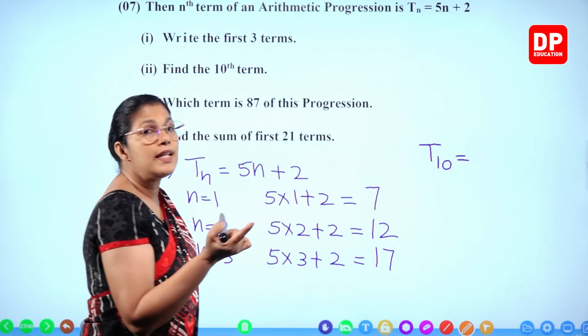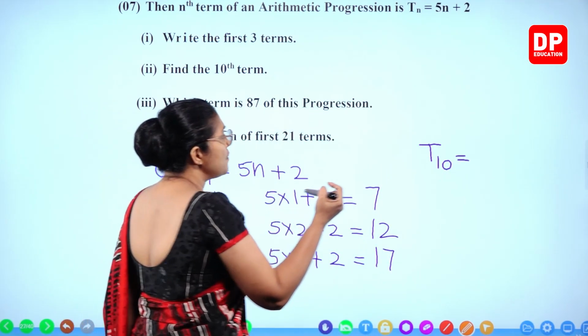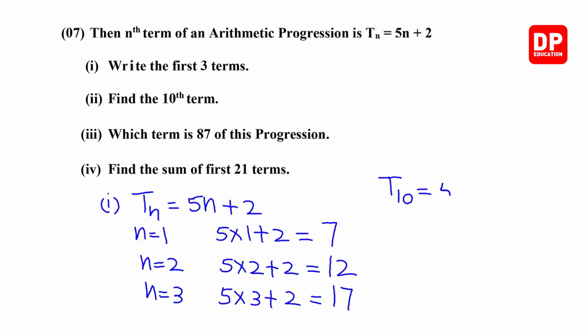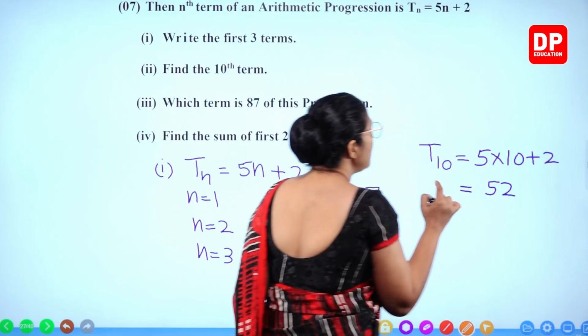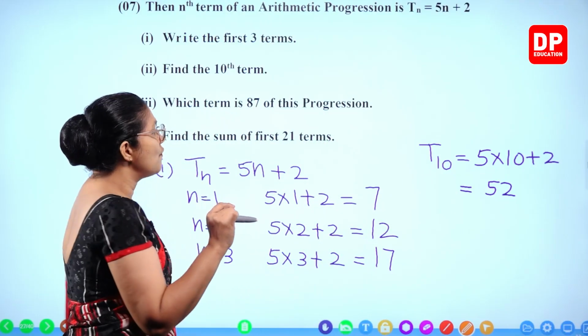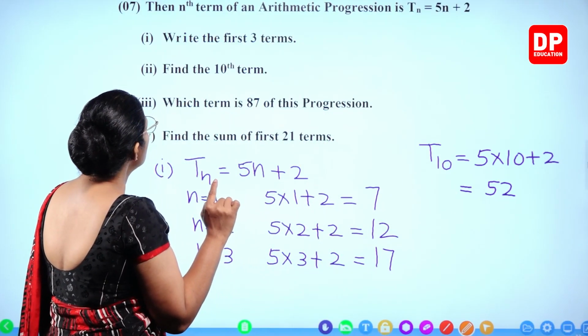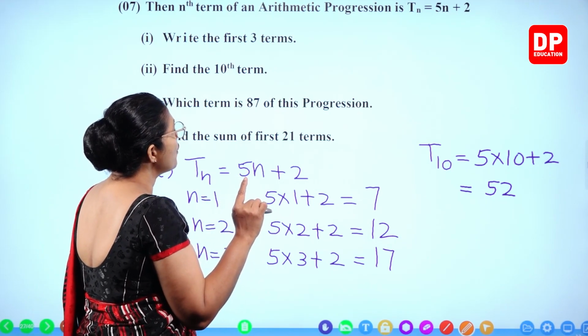So substitute n equals 10. 5 times 10, so 5 times 10 plus 2. N equals 10, 10 times 5 is 50. 50 plus 2 is 52. So the 10th term of this sequence is 52. Then which term is 87 of this progression?